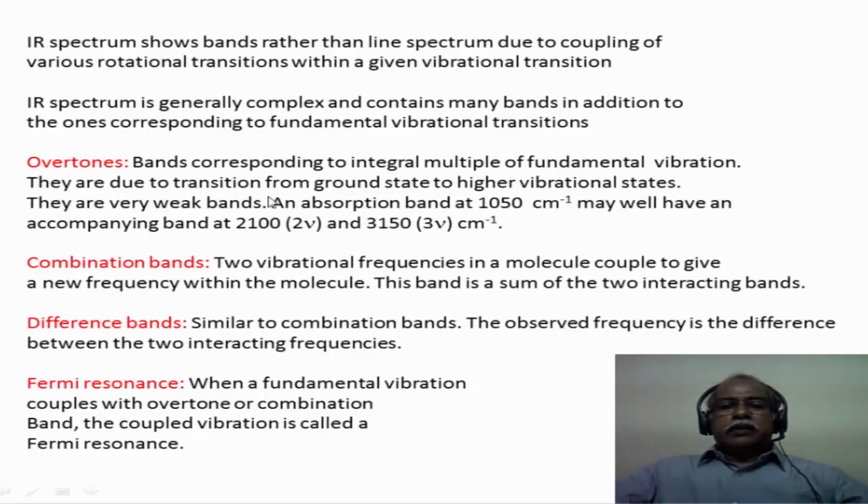This is essentially due to the transition from the ground state to a higher vibrational state, which is generally forbidden, but there are mechanisms by which this can happen, and that is why you see the second and third harmonic vibrations. Suppose two vibrational frequencies are there in a molecule; they can couple to give a new frequency under certain conditions. Not all the time will two frequencies couple to give a third frequency, but there are conditions under which two vibrational frequencies of a molecule can give a new frequency within the molecule. This band is called the sum of the two interacting frequencies, or the combination band.